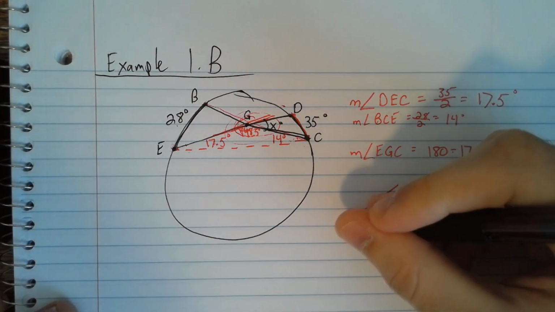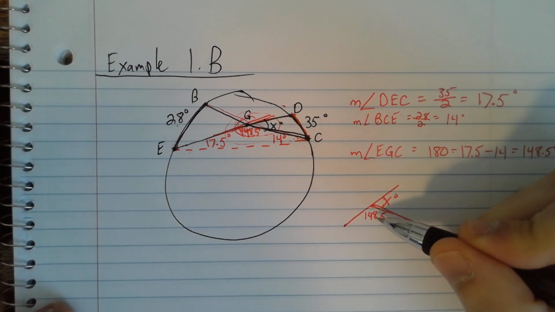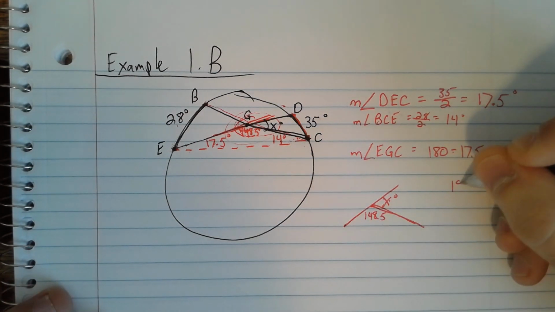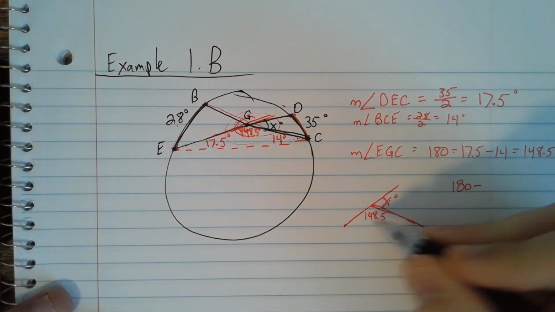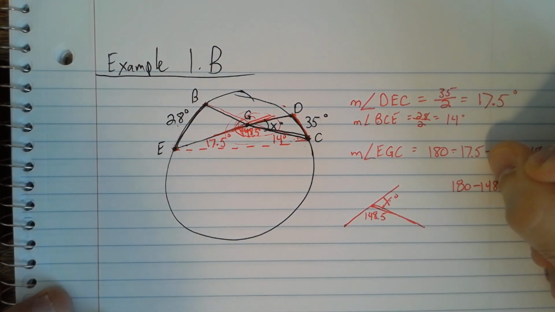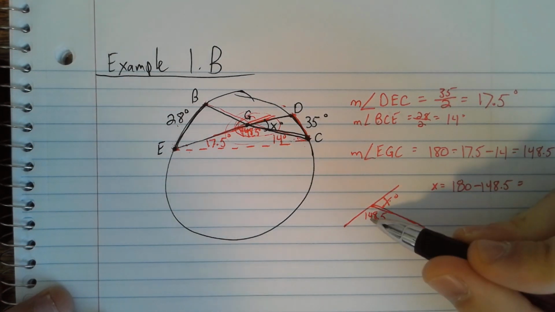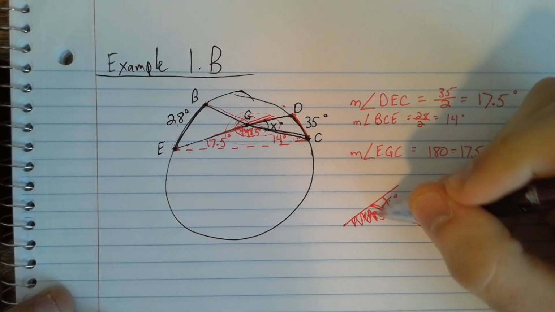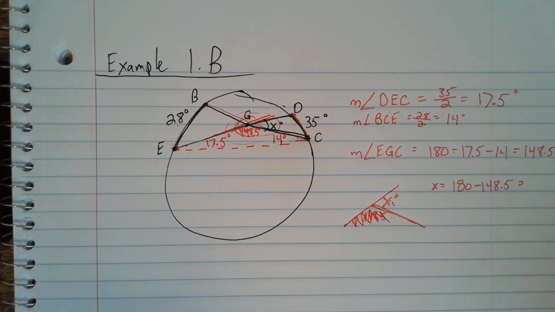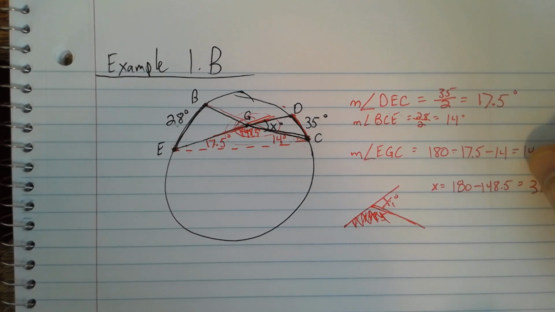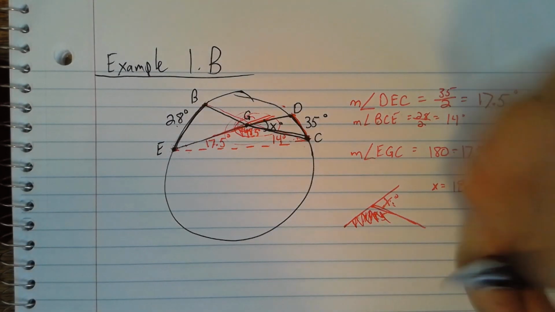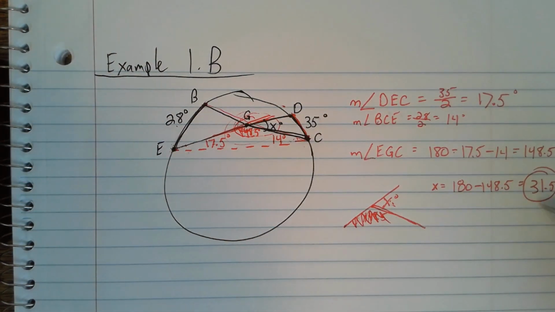Straight lines are 180, which means x is going to be the total, 180, minus 148.5. So now I'm taking this away, and that leaves me with whatever x is. 180 minus 148.5. So my answer is 31.5 degrees. So x right here is equal to 31.5 degrees.